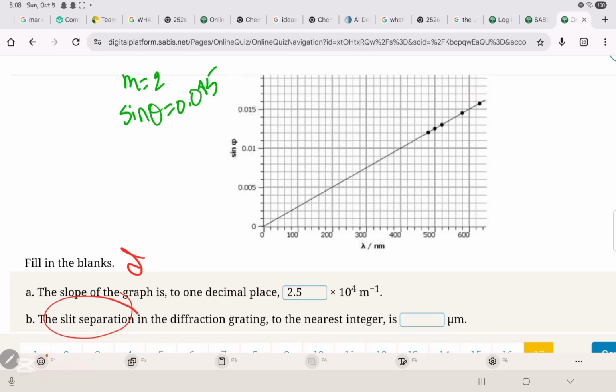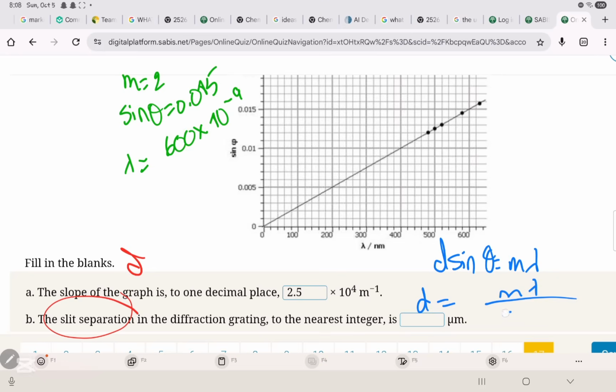And we also know that lambda is how much? Lambda is 600 times 10 to the power of minus 9. So we'll write the equation that correlates all of these: d sine theta equals m lambda. So d equals m lambda over sine theta.